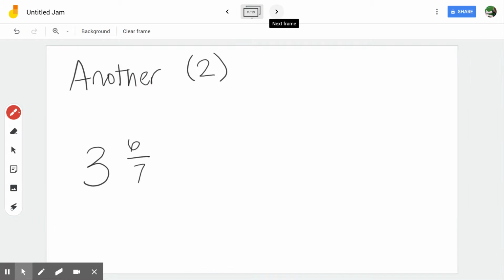Let's try another one. 3 and 6/7. So what we need to do here is, we're going to try 2 here. That's why there's a 2 up there. But 3 and 6/7. The first thing we're going to do is multiply. 7 times 3 is 21. And then we're going to add 6. 21 plus 6. What is 21 plus 6? Hopefully you got 27. So we'll have 27/7.